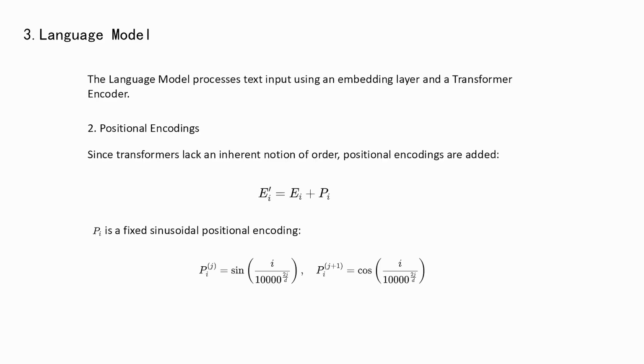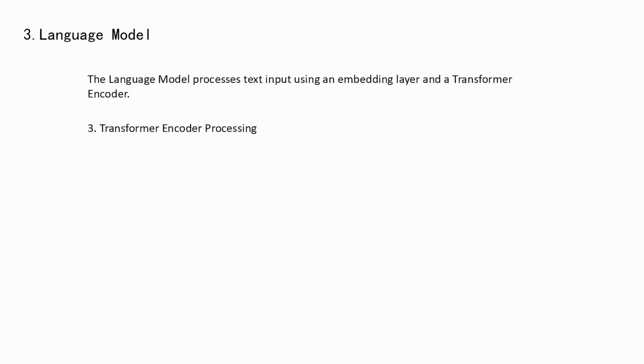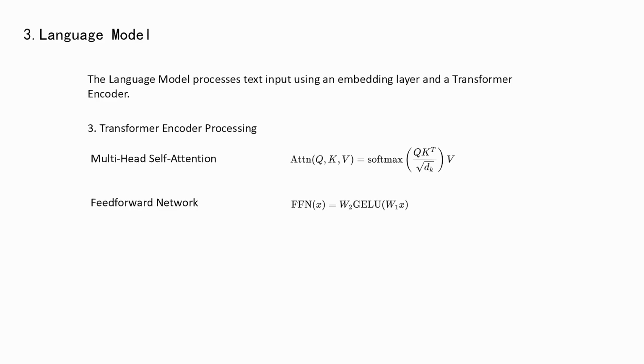2. Positional encodings: since transformers lack an inherent notion of order, positional encodings are added as follows. PI is a fixed sinusoidal positional encoding as follows. 3. Transformer encoder processing: the token embeddings are passed through a multi-layer transformer encoder. For each transformer layer: multi-head self-attention, where Q, K, V are projections of the input embeddings; feed-forward network; layer normalization and residual connections.